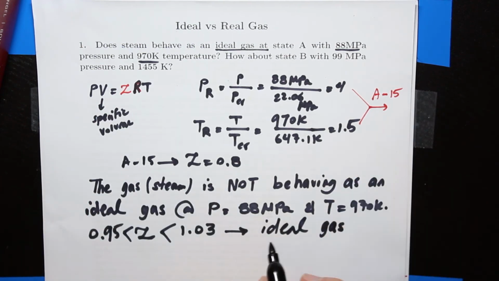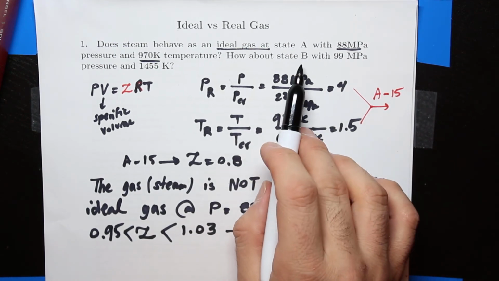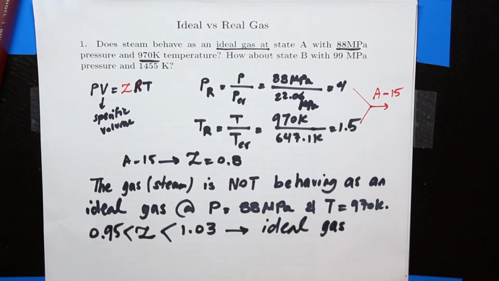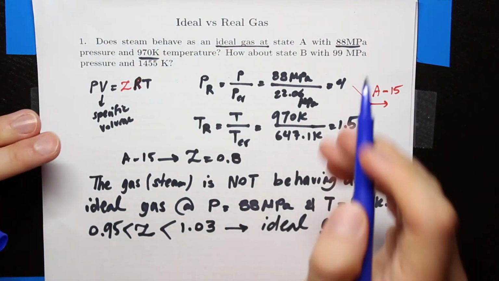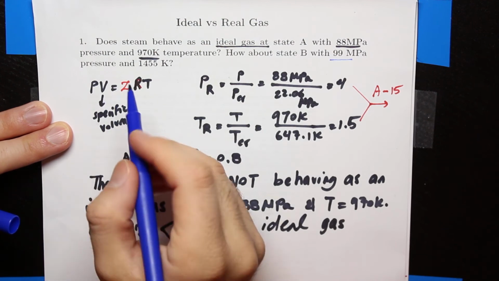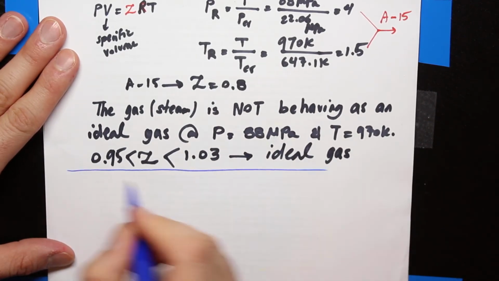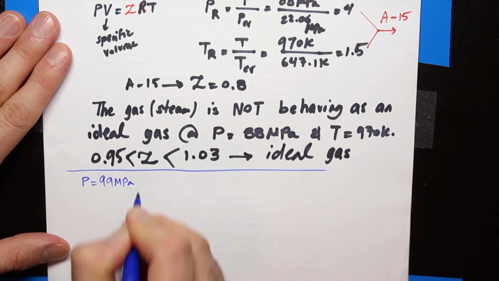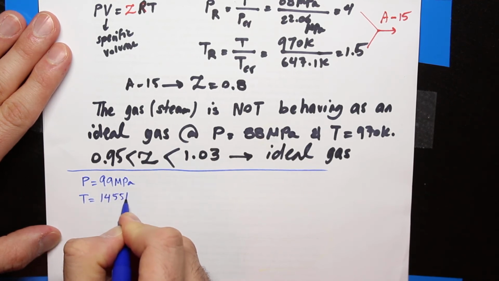So this was for the first state, and the problem statement gives me state B with another pressure and another temperature. So let's do state B as well. For state B, I'm doing it in another color. The pressure is 99 megapascal and the temperature is 1455 Kelvin.